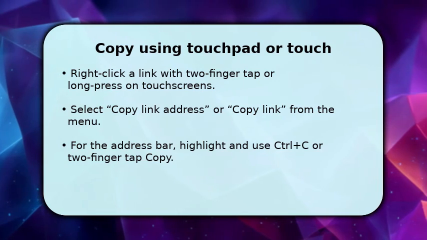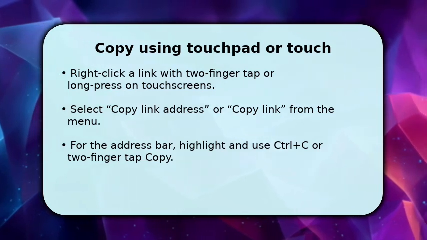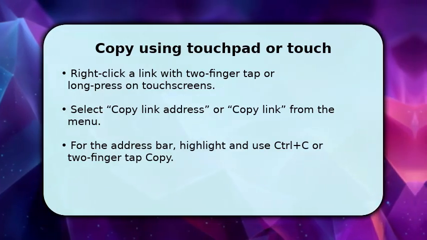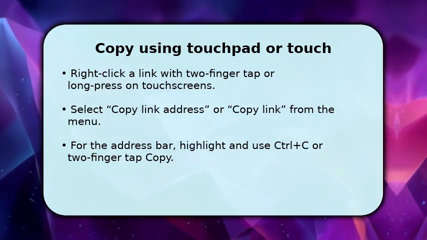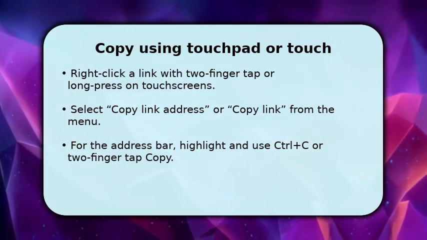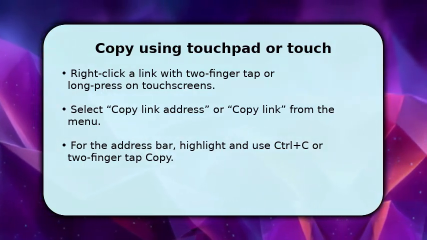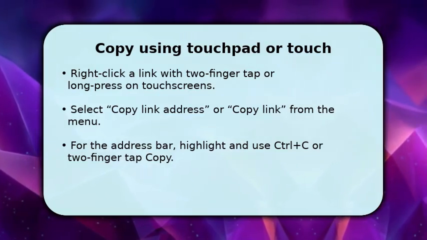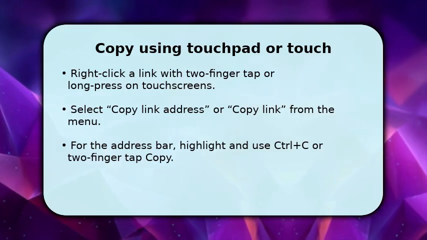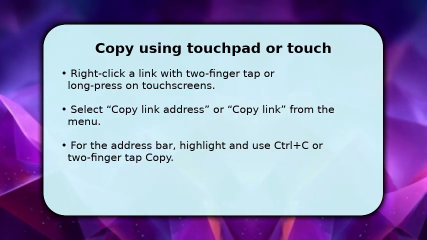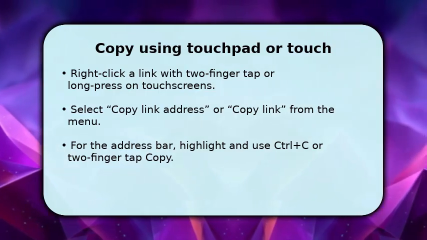You'll copy differently depending on whether you're targeting a link or the address bar. For a link, use a 2-finger tap on the touchpad or long press on a touchscreen to open the context menu, then choose Copy Link Address. For the page URL, click the address bar to highlight it and press Ctrl+C, or open the context menu and tap Copy. Once copied, the link sits on the clipboard ready for pasting, so make sure you see the confirmation or test paste into a text field.